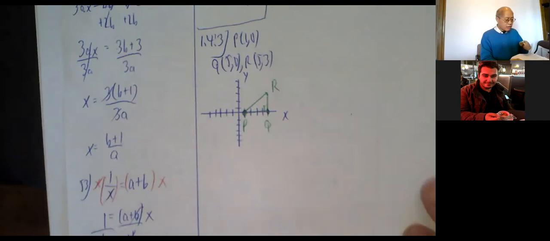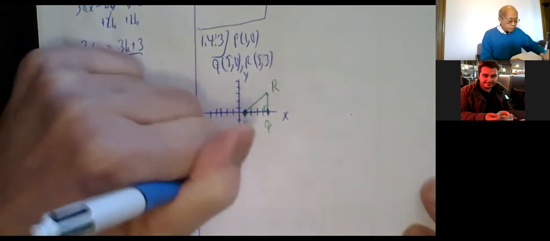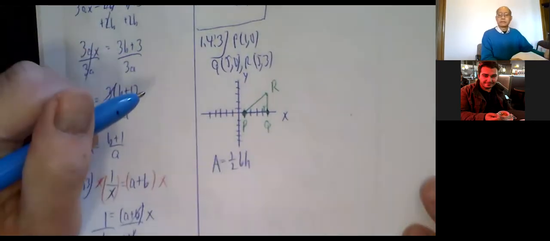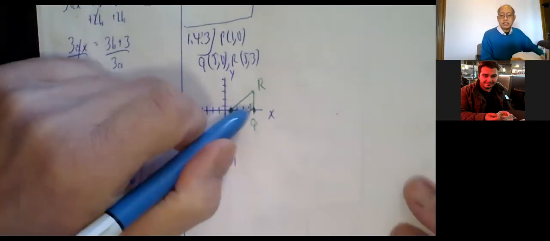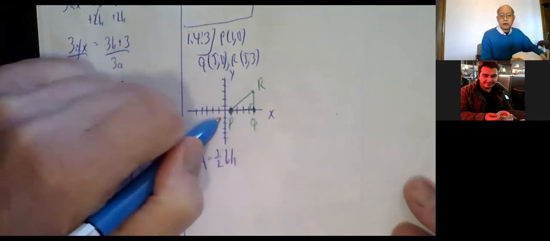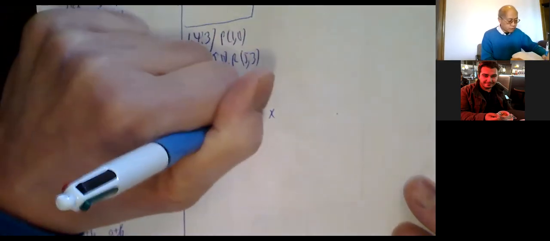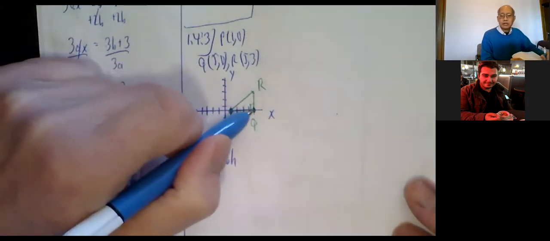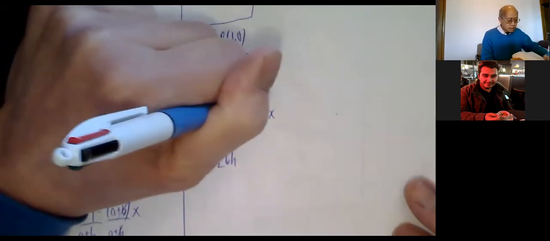Now they want the area of this triangle. So the formula for area is 1/2 base times height. Okay, so I just need these distances. How far is it from here to here? Well, 1, 0 to 5, 0, so that's 4. Is that right? And 5, 0 up to 5, 3, well, that's 3.